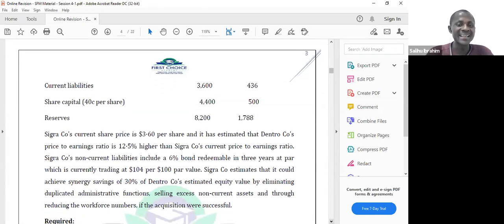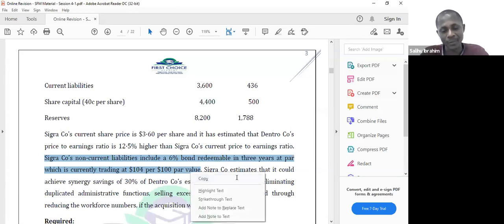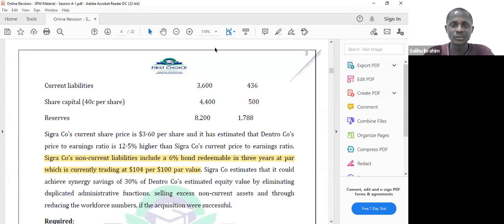Sigraco's non-current liabilities include a 6% bond redeemable in 3 years' time. This information is very, very key. Redeemable in 3 years' time at par, which is currently trading at 104 per 100 nominal. So that is the information on the current debenture of Sigraco.